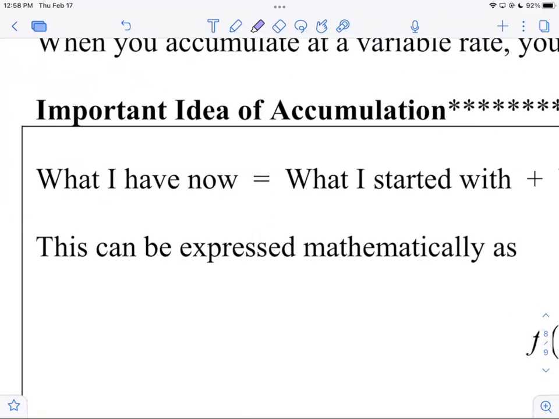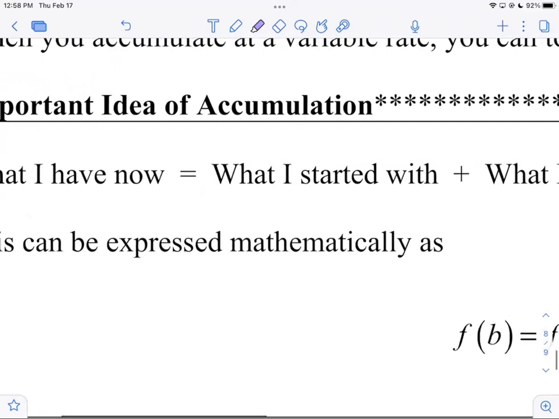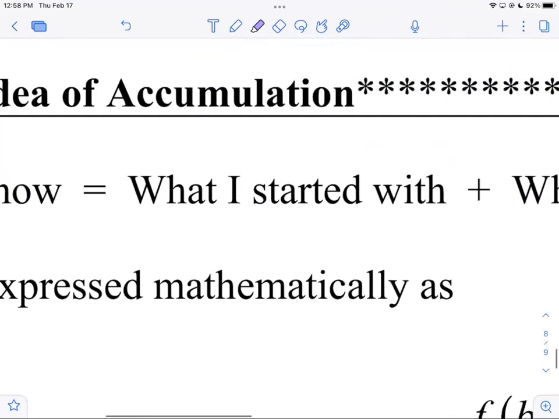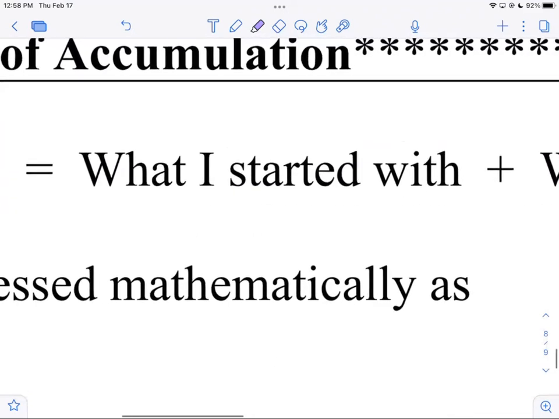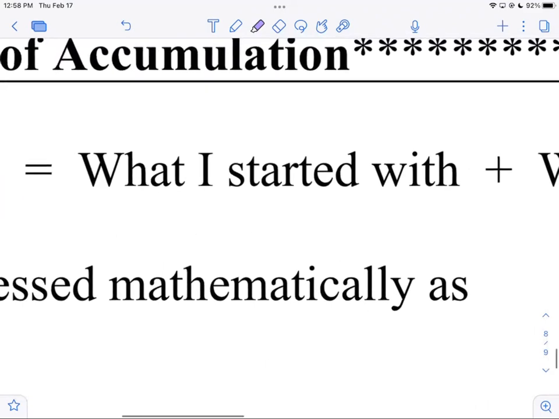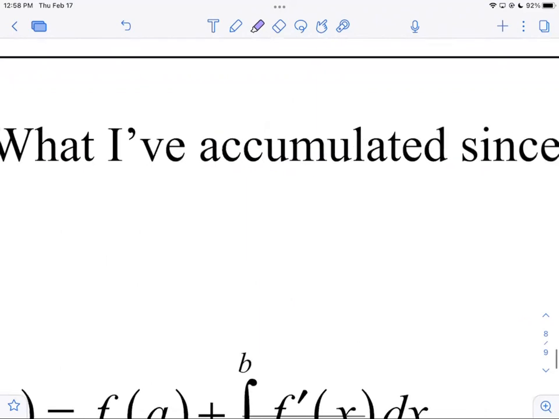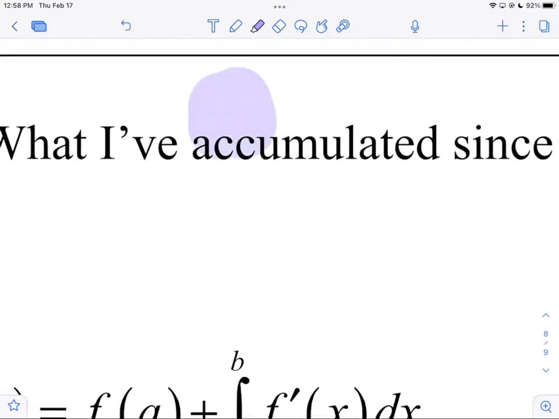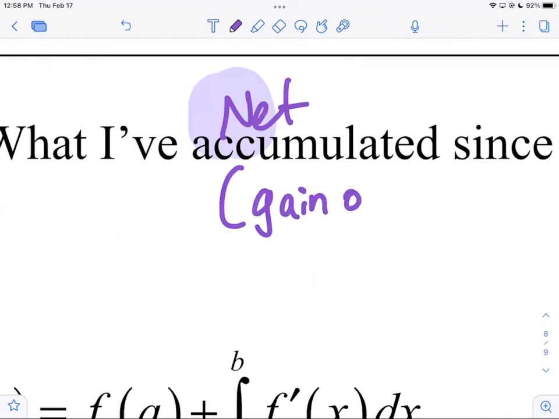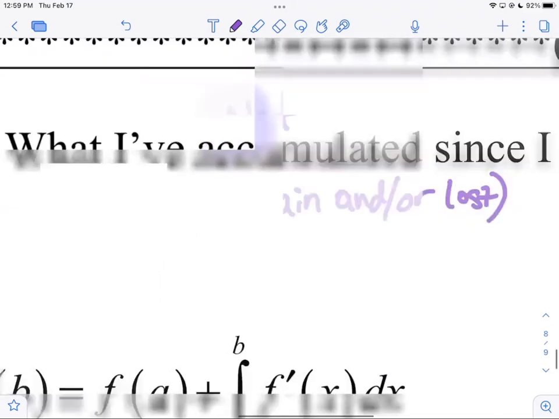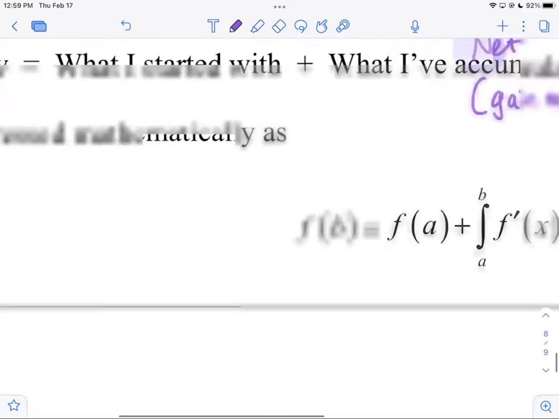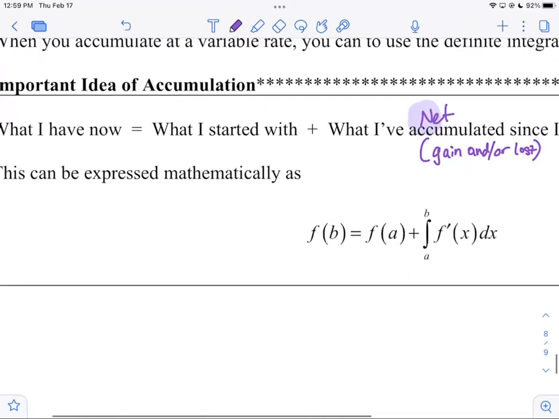Look what I have now, whether I'm collecting money or position units along I-35: it's what I started with, either in dineros or miles or gallons or emails, plus what I've accumulated since I started. And accumulated is net accumulated. It could be gained and or lost since then.